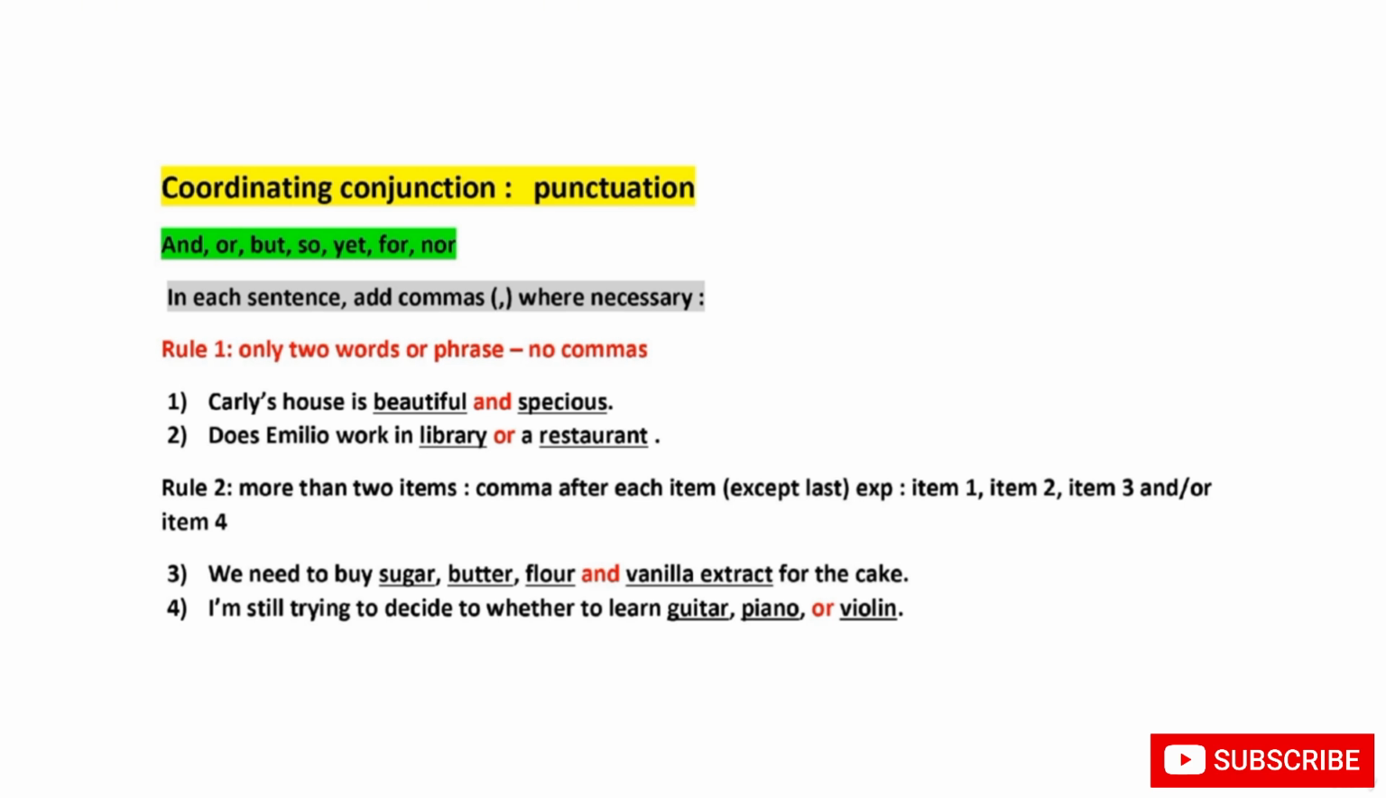All right, let's talk about how to punctuate them correctly. On the screen, there are 4 sentences. You will notice that there are no commas in these. So in all 4 sentences, I want you to put commas wherever necessary. Pause the video and think about your answers, then play the video again and check.